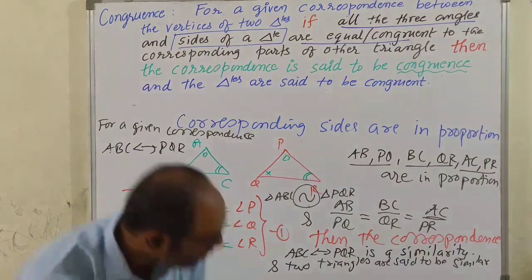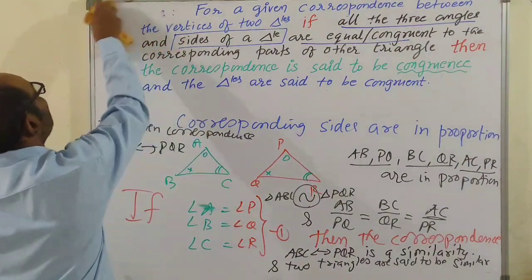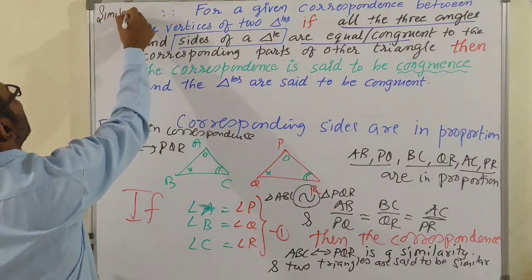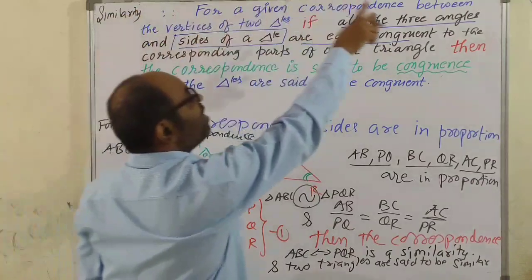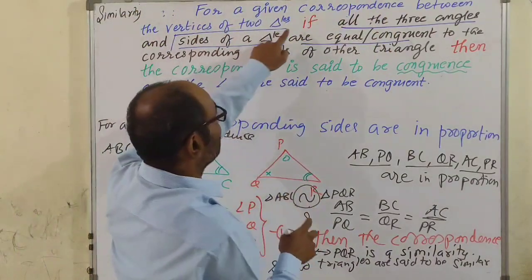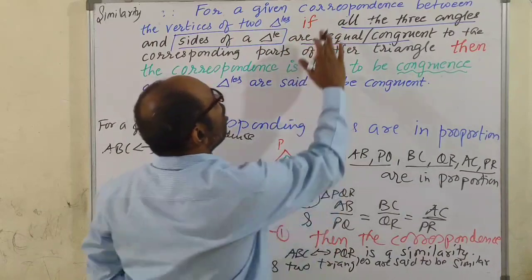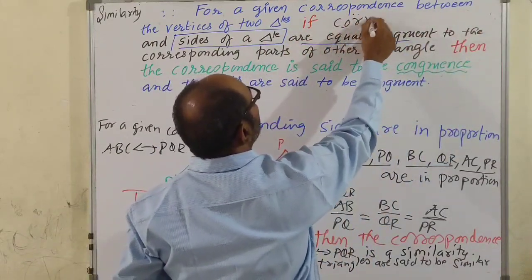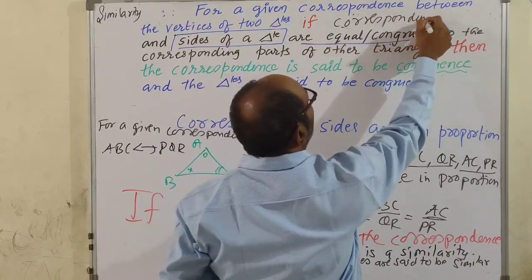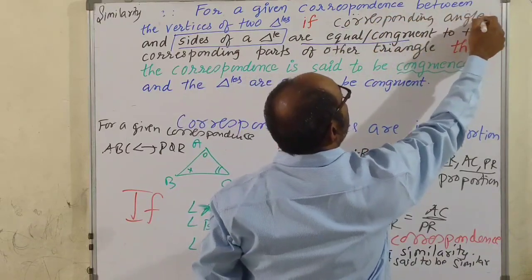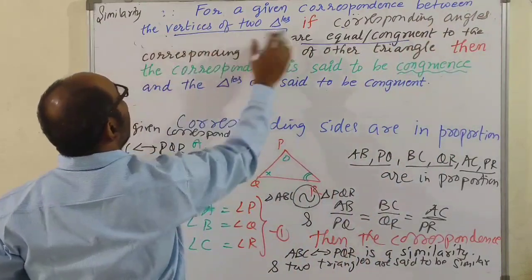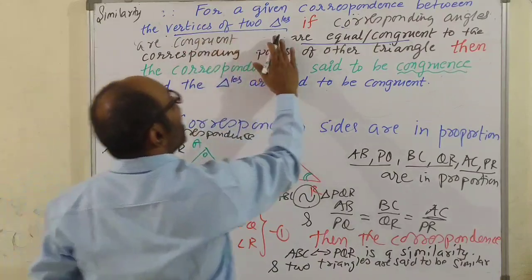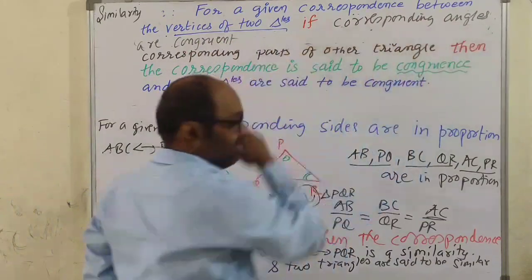Children, I'm going to write the definition of similarity now. Similarity. For a given correspondence between the vertices of two triangles, if all three angles, I'll say like this, if corresponding angles are congruent. Corresponding angles are congruent.